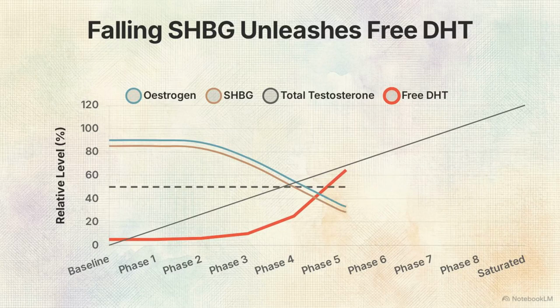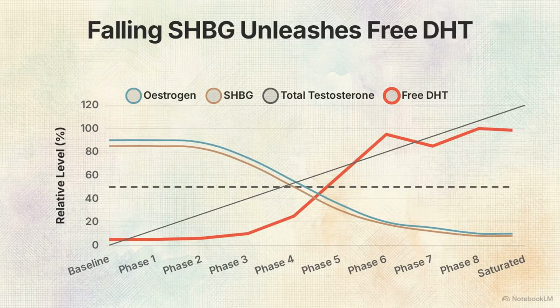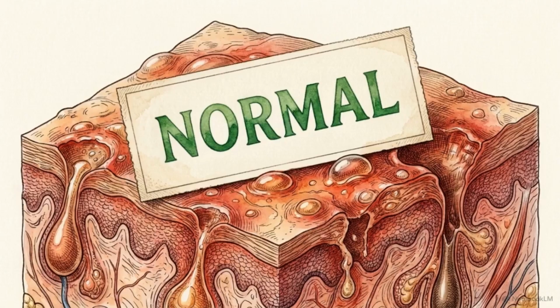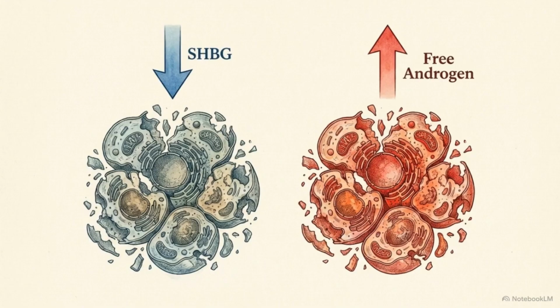Because DHT was tightly bound, falling SHBG unleashes a flood of free DHT, even as the flat baseline of total testosterone remains completely unchanged. The target tissues are now saturated in a toxic, hyperandrogenic environment. A standard serum assay will entirely miss this. A metabolic drop in SHBG produces the exact same cellular destruction as a massive systemic surge in free androgens.